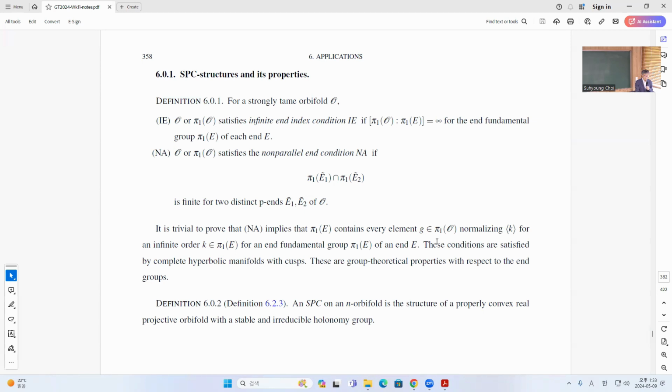So NA implies that every element g normalizing K, for infinite order K and infinite fundamental group of an end E. That's because any element will conjugate this to some other end, and then if they intersect, then this intersection has to have finite order. So that follows from this condition, or it has to be inside the group anyway.